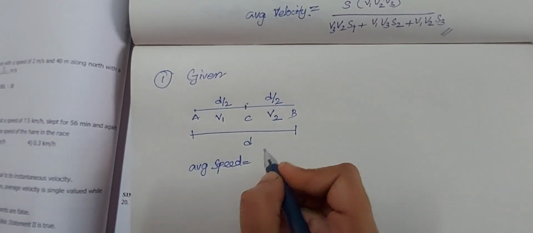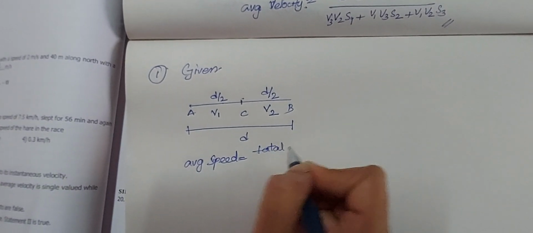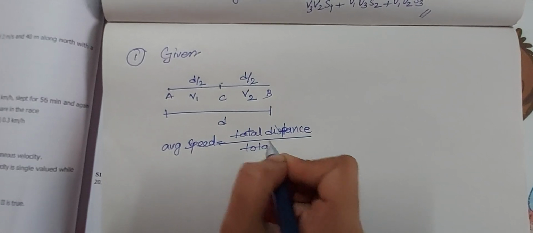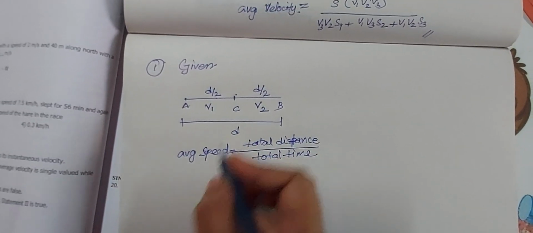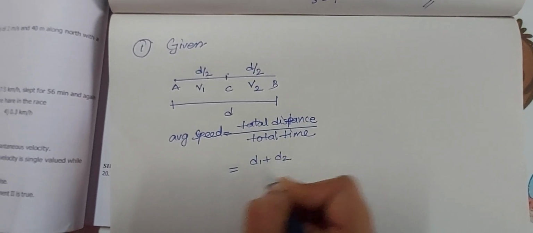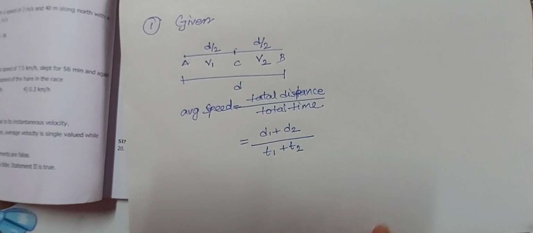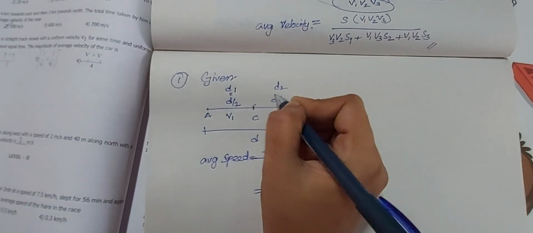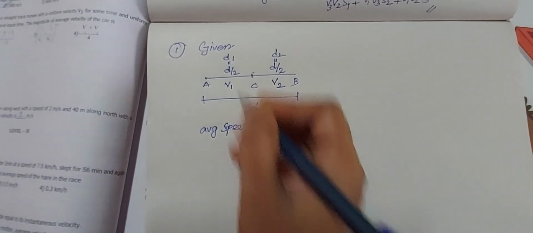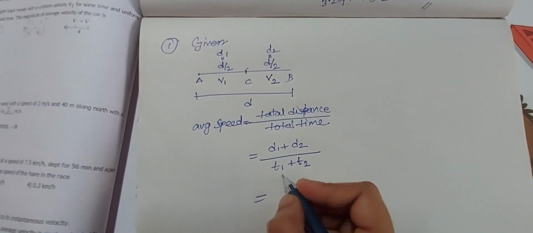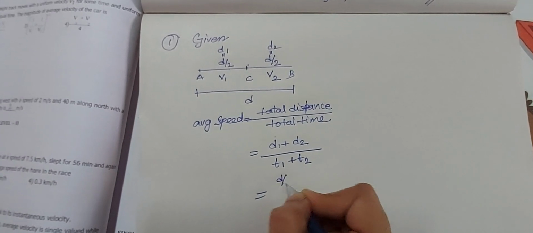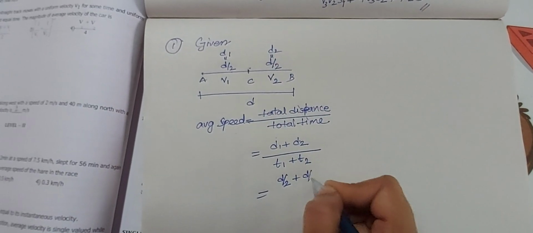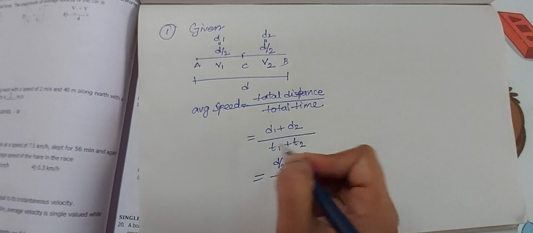Average speed is equal to total distance by total time taken to travel. So here I can write D1 plus D2 by T1 plus T2, as I taught you earlier. D1 is equal to D by 2 and D2 is equal to D by 2. When you get these kinds of D by 2s and D by 3s, in the place of D1 write D by 2, and in the place of D2 write D by 2 again. Now we don't know what T1 and T2 are.